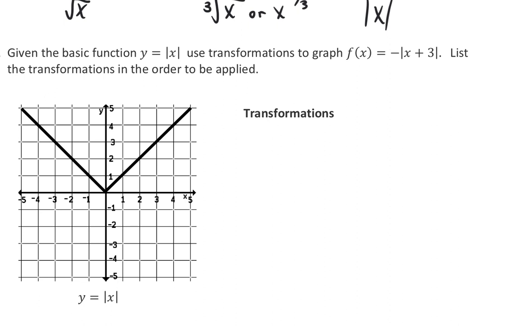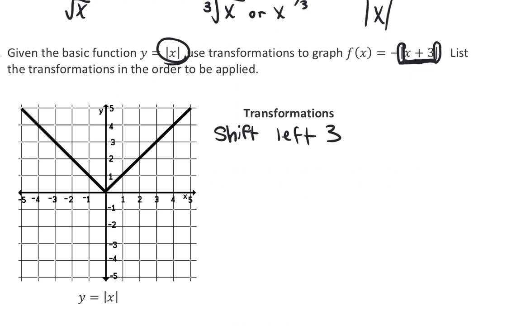Question 26. Given the base function y equals the absolute value of x, use the transformations of the graph to graph f of x equals negative absolute value of x plus 3. List the transformations in order. So we are first going to start with the inside of our function. Since we have an absolute value function, we look inside the absolute values and we get x plus 3. We know x plus 3 means that we are shifting the graph to the left 3.